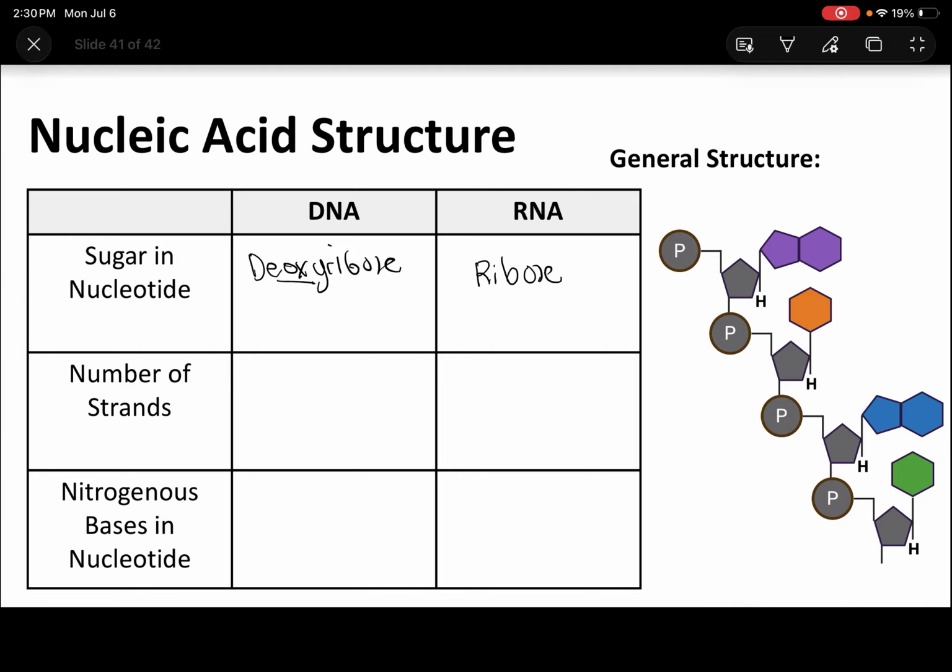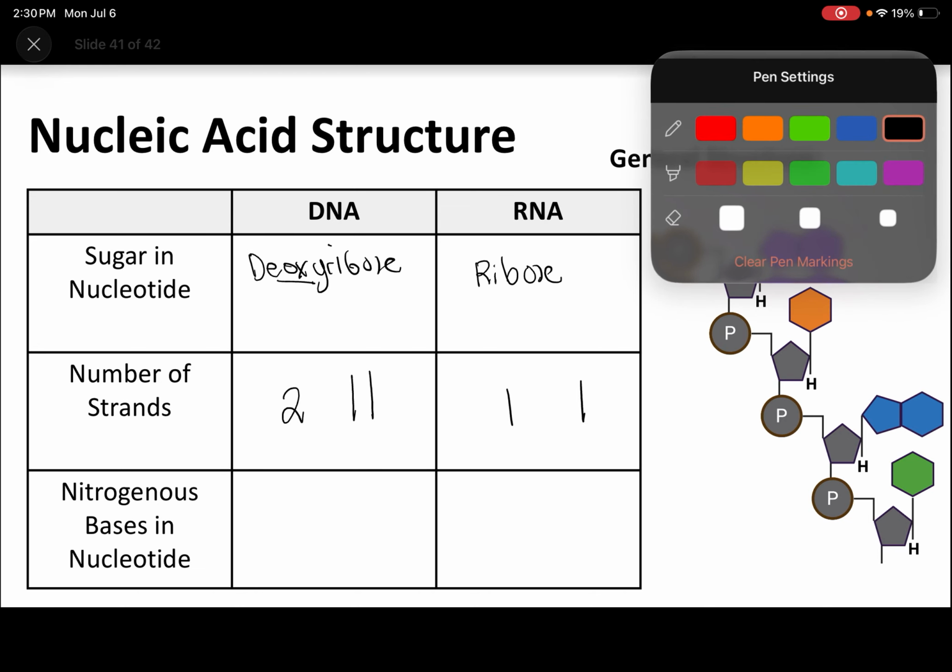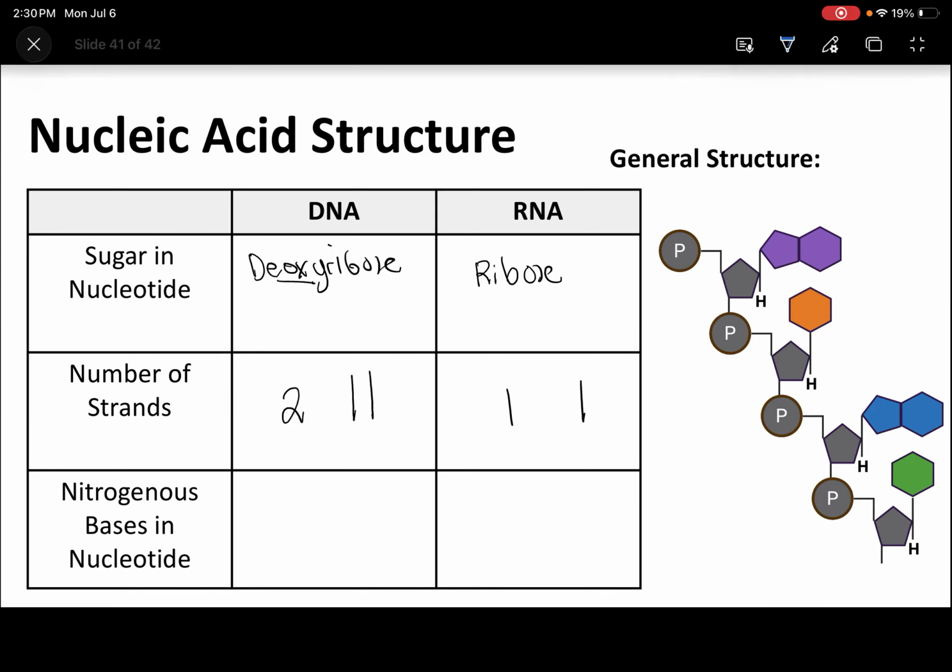DNA exists in 2 strands. So there are 2 strands of DNA, and they wrap around each other in a helical structure. RNA is just 1 strand. Finally, there are going to be some slight differences in the types of nitrogenous bases they have. So DNA has guanine, cytosine, adenine, and thymine.